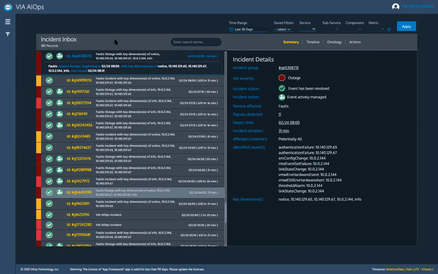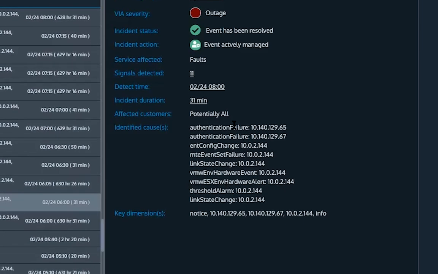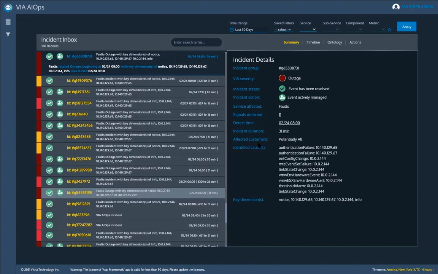or identify issues that were previously closed through automation. In this particular example, this incident has been closed via automation. It was an outage event with identified root causes across a multitude of faults, both syslog and SNMP traps. We see the duration there really quickly, but let's see what happened.